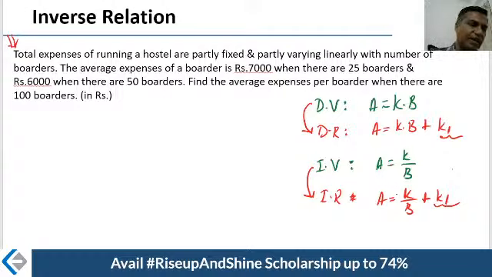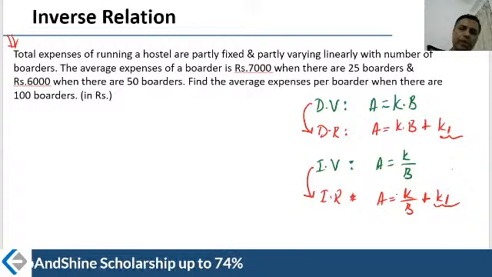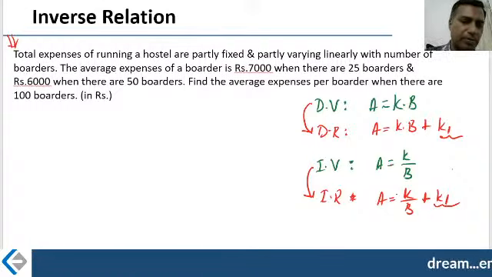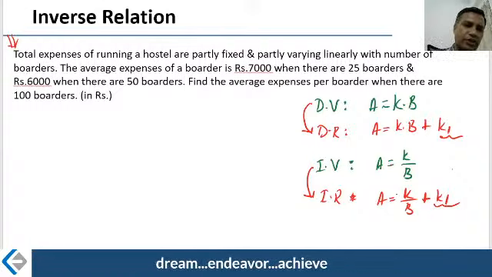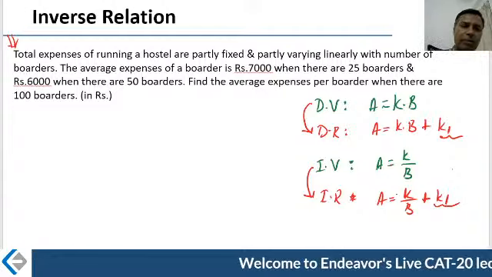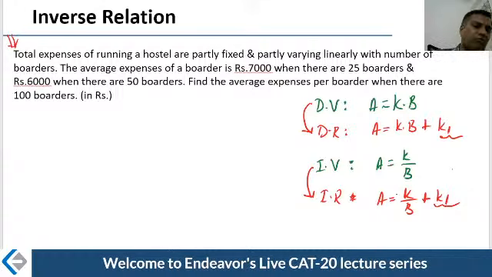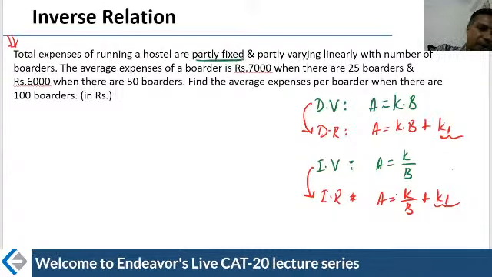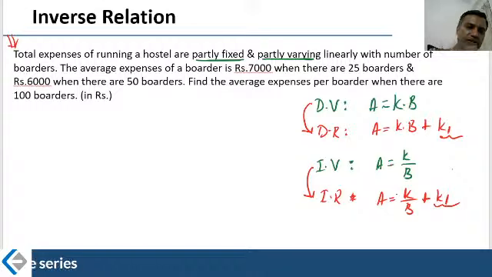What is partly varying? Maybe the food expenses of the people, or the bedding expenses. You have to keep changing the bed sheets and the blankets. That can be partly varying, because if there is nobody, there is no cost on bedding, and you don't have to keep washing things. So it varies linearly with the number of boarders. This is what you mean by partly fixed and partly varying.